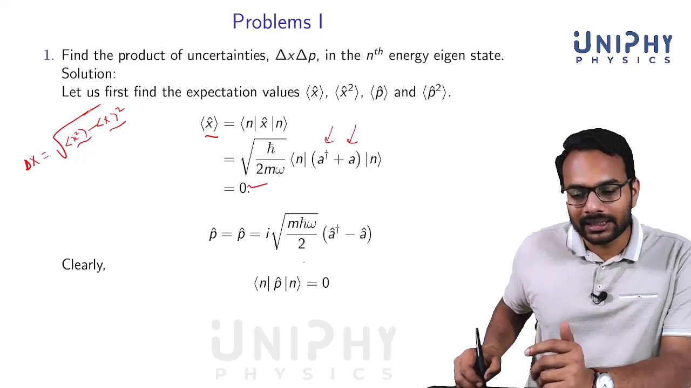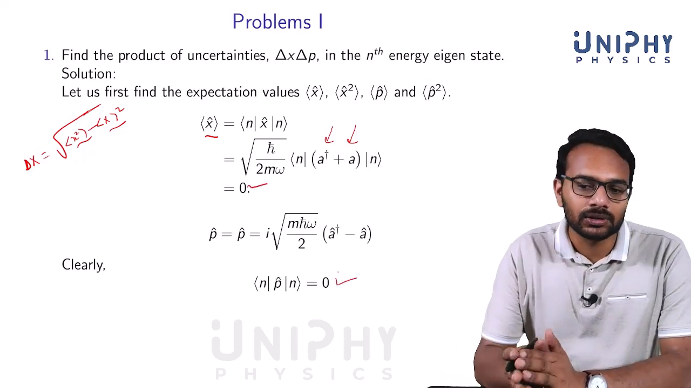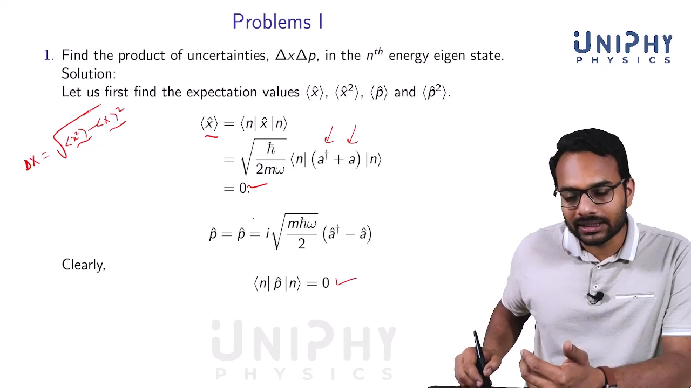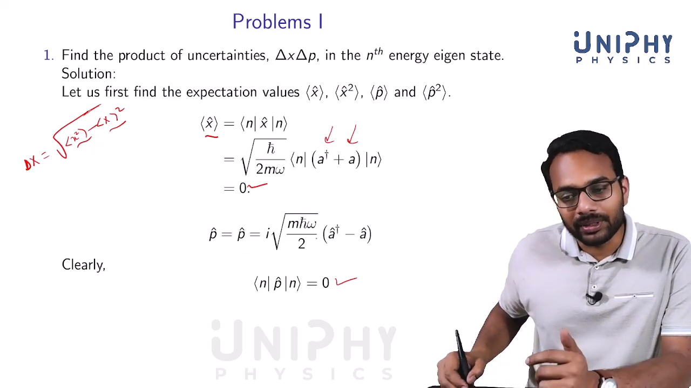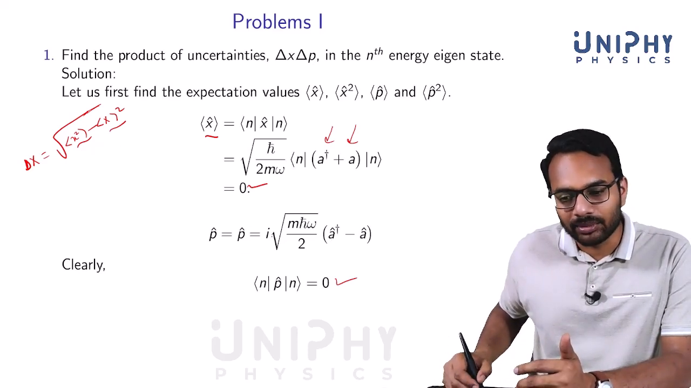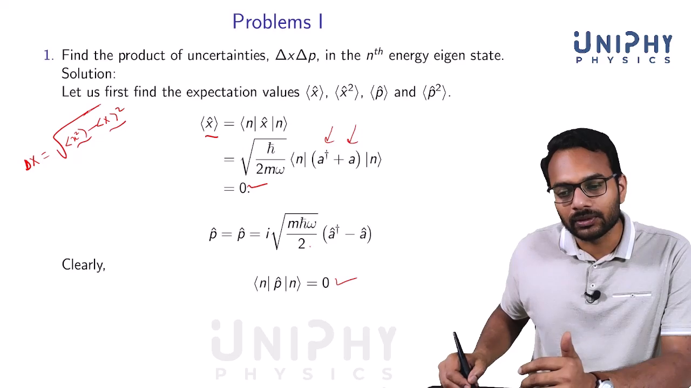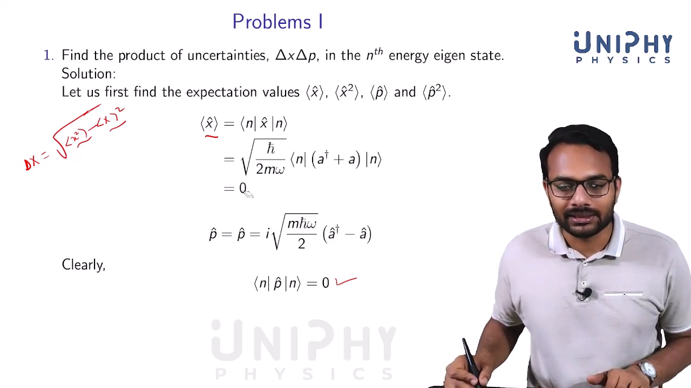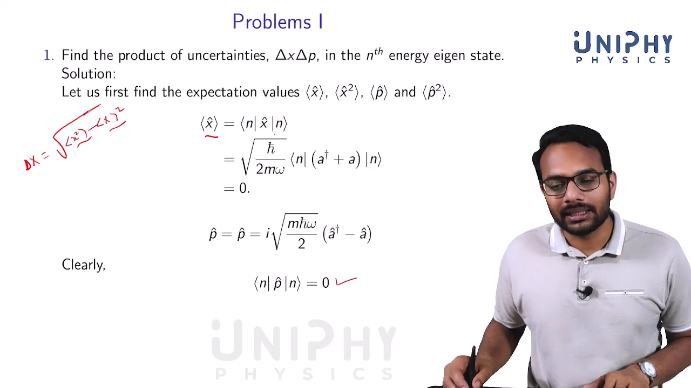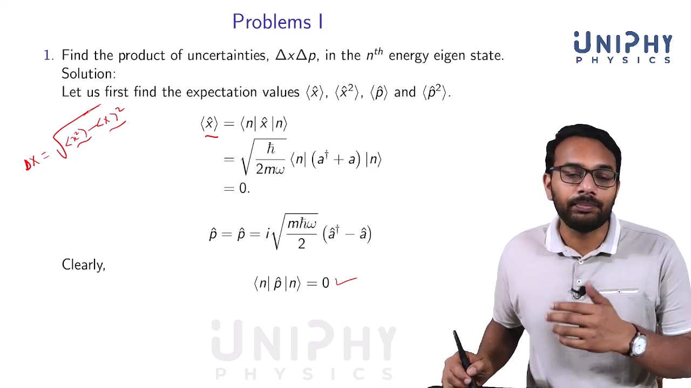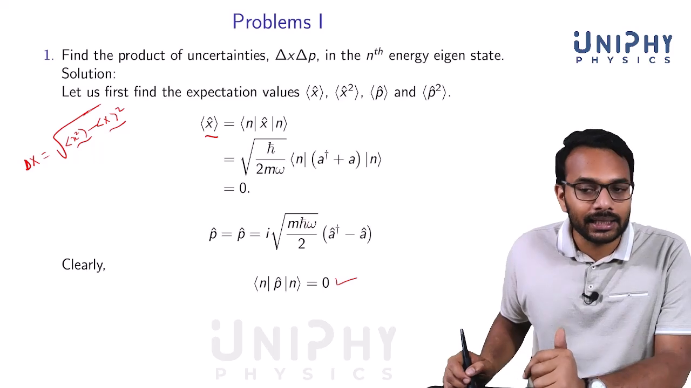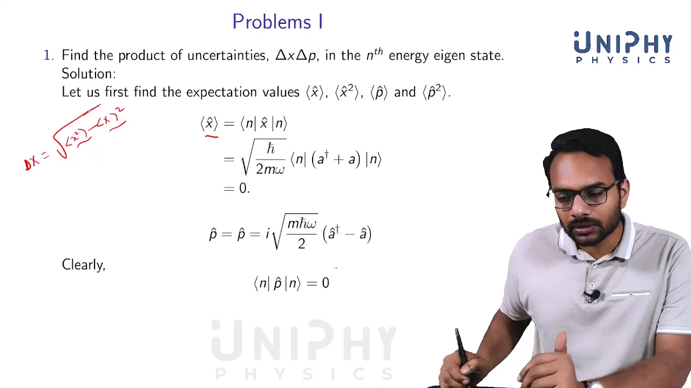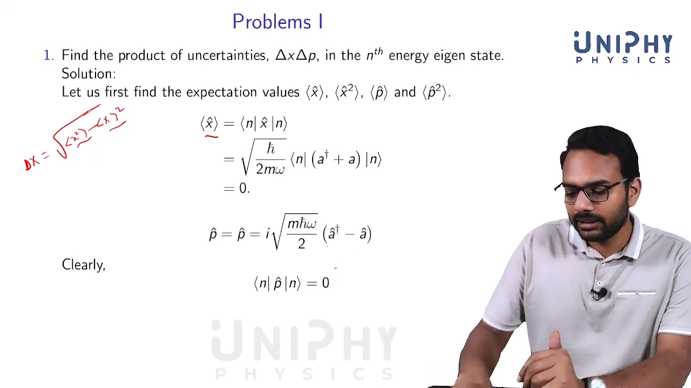Similarly, we will see that the expectation value of p is also 0, because the expression for p in terms of a dagger and a is i times the square root of m h cross omega by 2, times a dagger minus a. These are relations that you have to remember: x cap in terms of a dagger and a, and also p cap in terms of a dagger and a. So this is also 0 for the same reason.